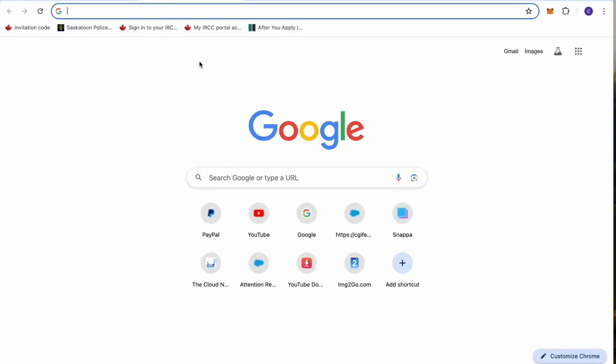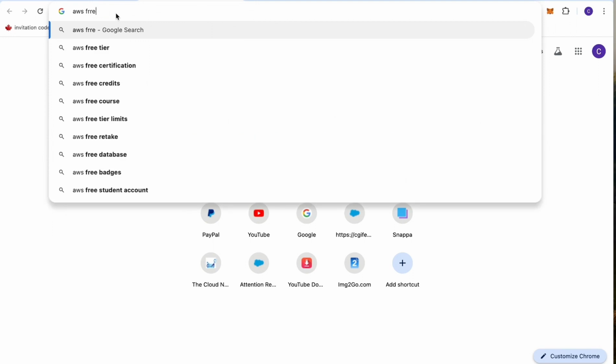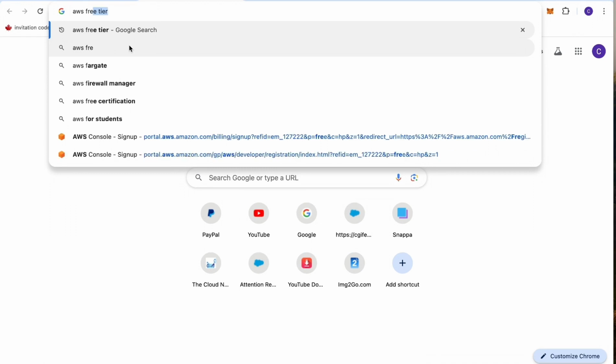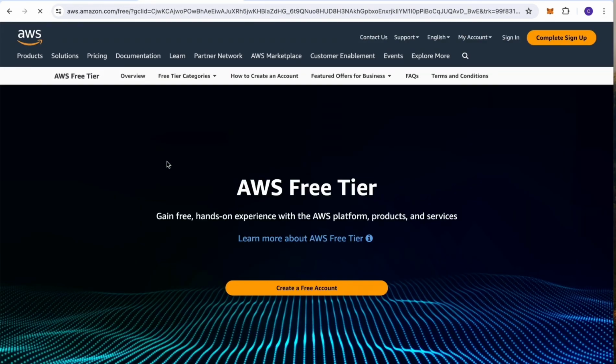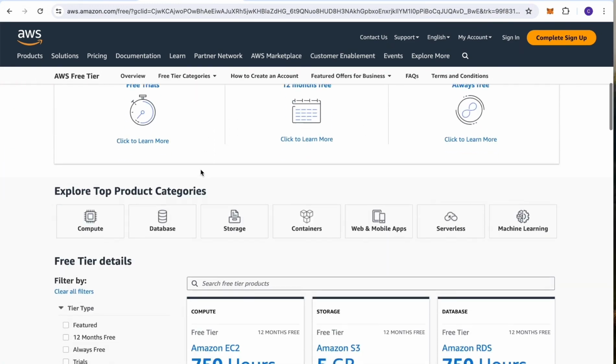Head over to Google and then type AWS free tier. You click on the first link that should have, which says free cloud computing services AWS. Okay, let's scroll down to see the details of this free tier that AWS is providing us.